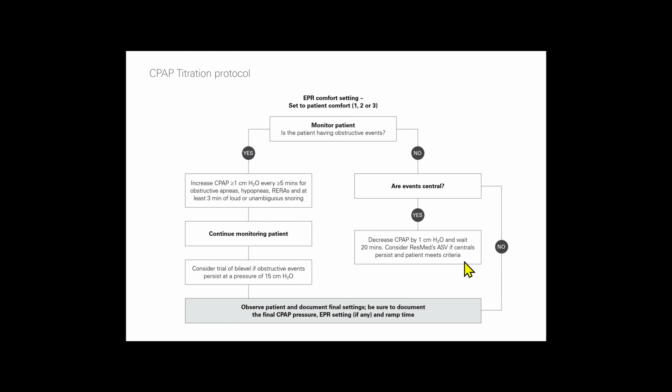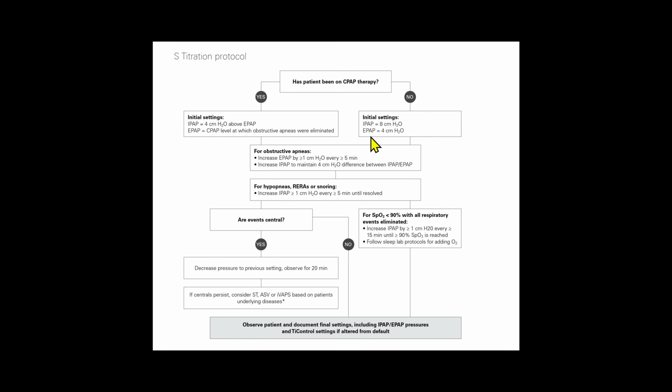So, pretty straightforward, right? Okay, what about for BiPAP? So the first question is, has the patient been on CPAP therapy? If not, put the settings at 8 for IPAP and 4 for EPAP. Remember, IPAP is the pressure on breathing in, EPAP is the pressure on breathing out. If the patient has tried CPAP, then start the settings at IPAP 4 centimeters above EPAP, and EPAP, remember the pressure when you're exhaling, put it to the CPAP level at which obstructive apneas were eliminated.